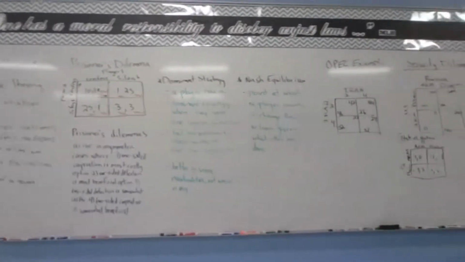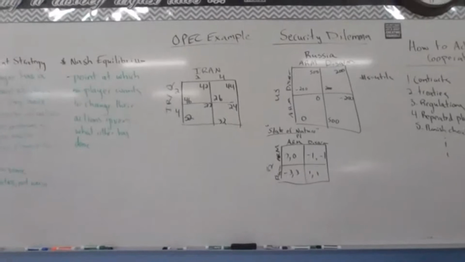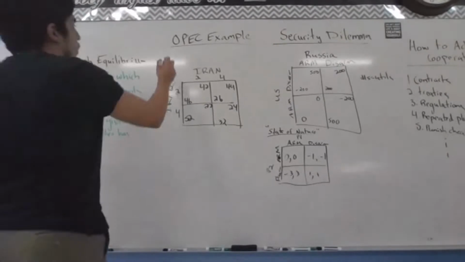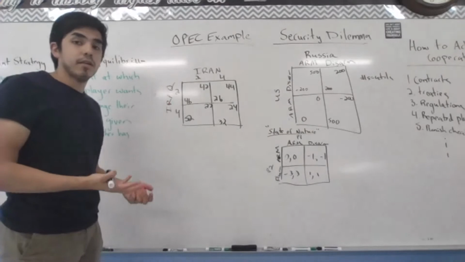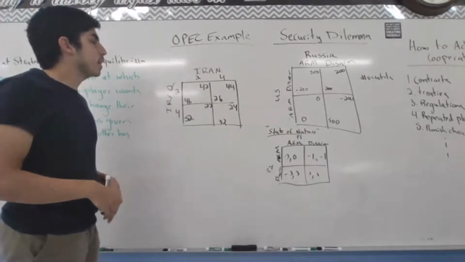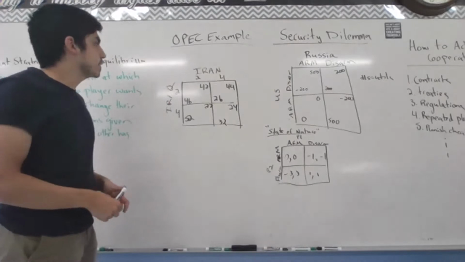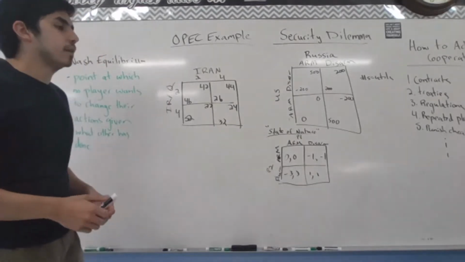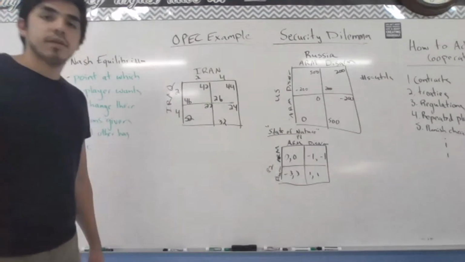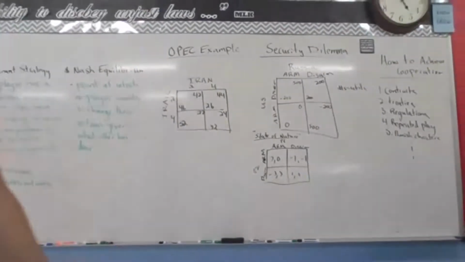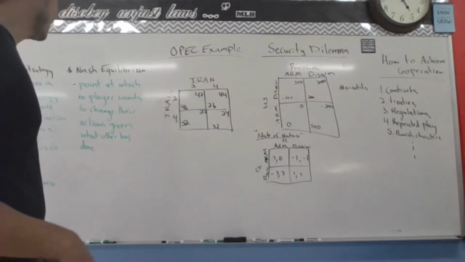And so here's an OPEC example. We talked about OPEC in class. This stands for Organization of the Petroleum Exporting Countries. They're essentially a cartel. Cartels are unlawful in the United States. There are antitrust laws, laws that prevent firms from colluding with other firms. But nonetheless, of course, firms still do this.